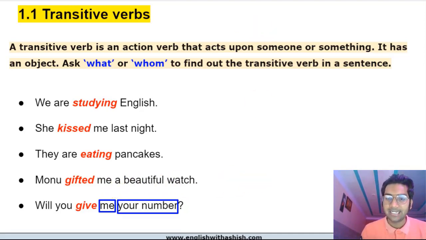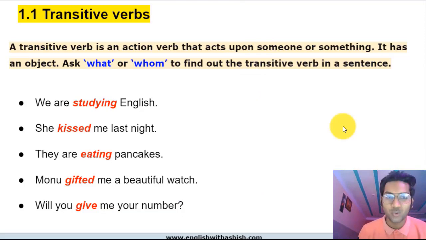Okay, I hope you got it. So I hope now you know what a transitive verb is, right? It's an action verb that acts upon someone or something, right? It has an object, right? So verbs like eat, study, teach, learn, slap, fight, all these verbs have objects, right? They can be acted upon something or somebody.